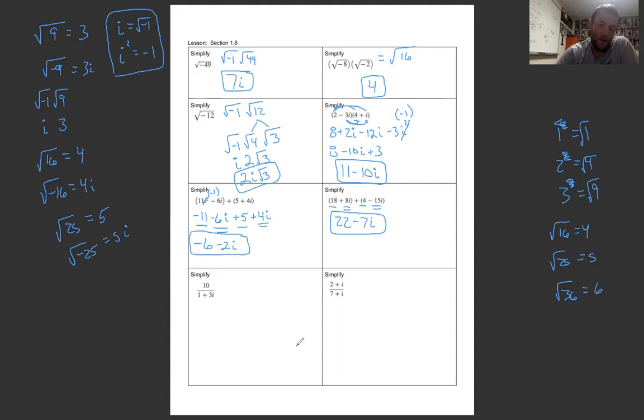Okay, so those aren't bad. The last two is where you have to simplify. And what it does not want, you cannot have an i in the denominator. Okay, so we got to be able to get the i out. And in order to do that, you're going to multiply by the conjugate.